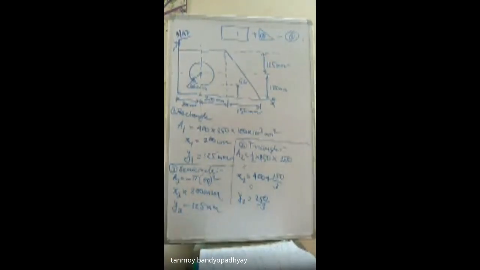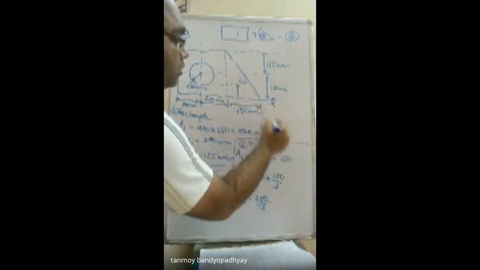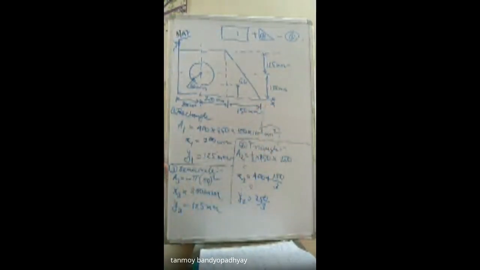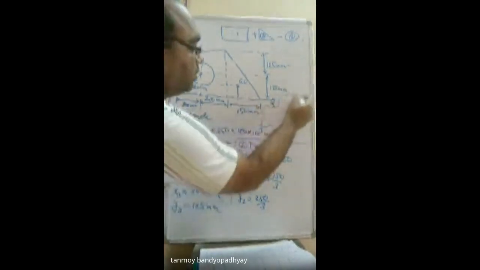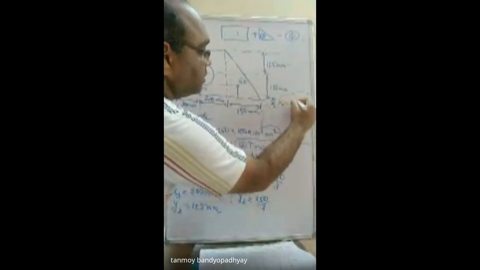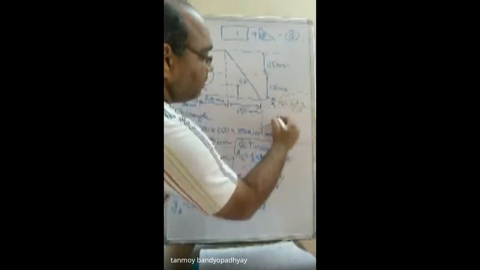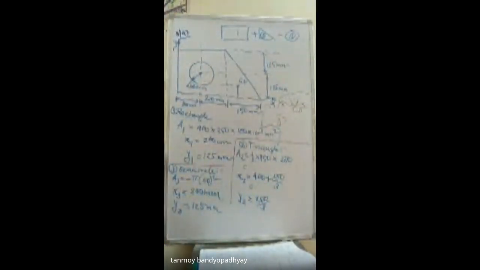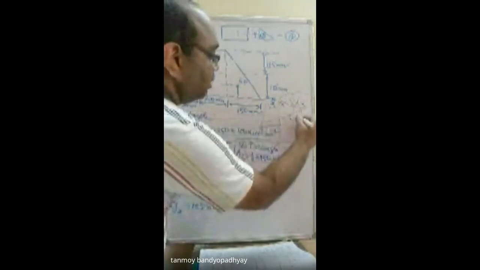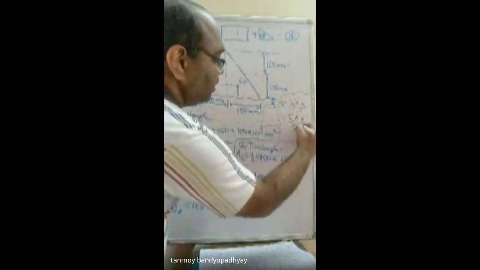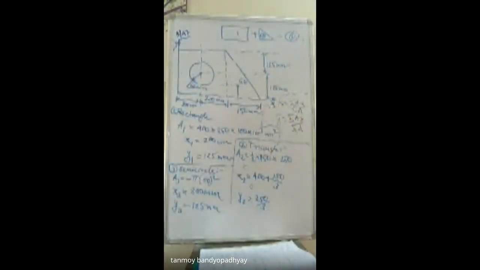Now put the values and calculate the values for x bar and y bar. So just complete this. x bar will be equal to sigma ax divided by sigma a, and y bar should be equal to sigma ay divided by sigma a. So calculate and see what answers we are getting.